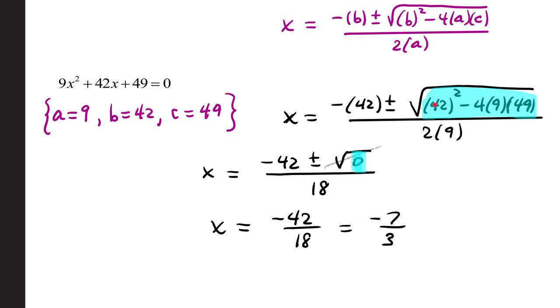Only calculate the highlighted numbers, and it turns out the answer is 0. Over 2 times 9, that's 18. So negative 42 plus or minus 0 over 18. Negative 42 over 18 reduces to negative 7/3. So this is the only solution to this equation.